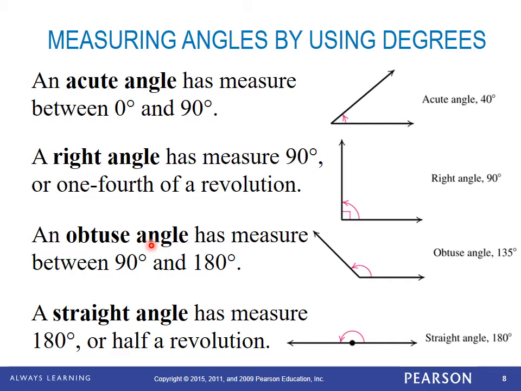An obtuse angle is an angle that measures more than 90 but less than 180. So it's somewhere here. If you think back to the previous slides, those should all end up in quadrant 2. Then we have the straight angle. A straight angle is one that measures exactly 180 degrees. So the terminal side finishes off on the negative x-axis.